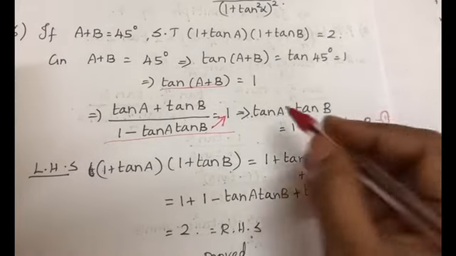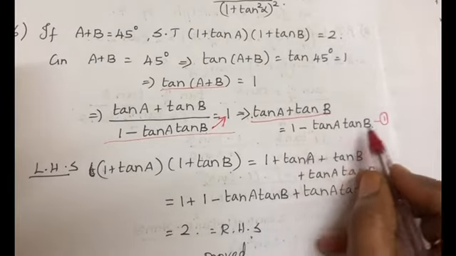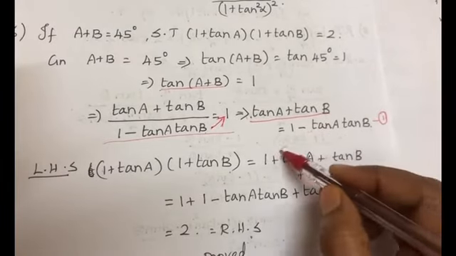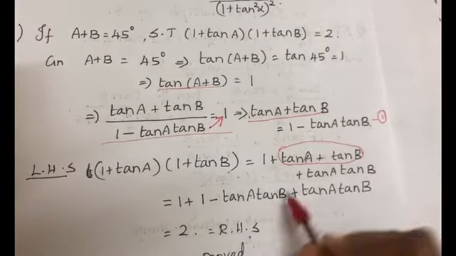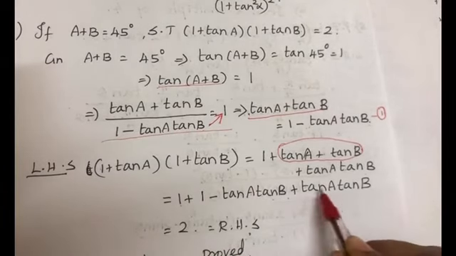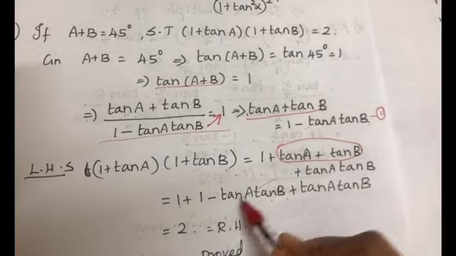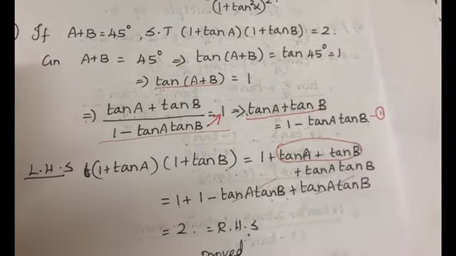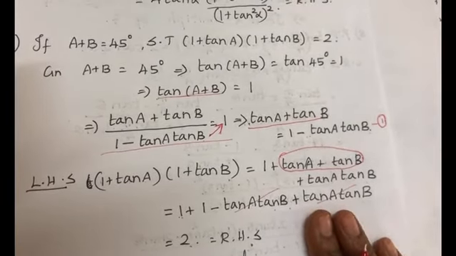But here we have tan a plus tan b is equal to 1 minus tan a tan b. So, instead of tan a plus tan b, I write 1 minus tan a tan b. So, 1 plus 1 minus tan a tan b plus tan a tan b. Already we are having plus tan a tan b here. So, minus tan a tan b and plus tan a tan b will get cancelled. So, 1 plus 1 is equal to 2 and that is our right hand side. It is a very important and simple problem.